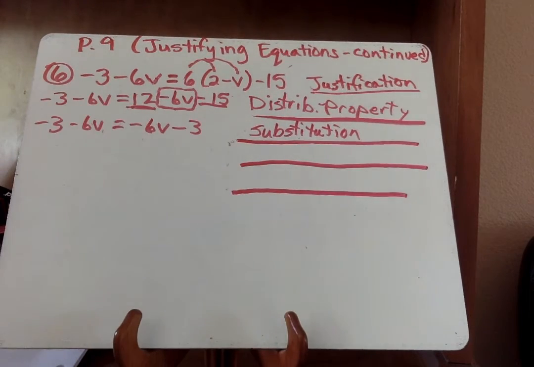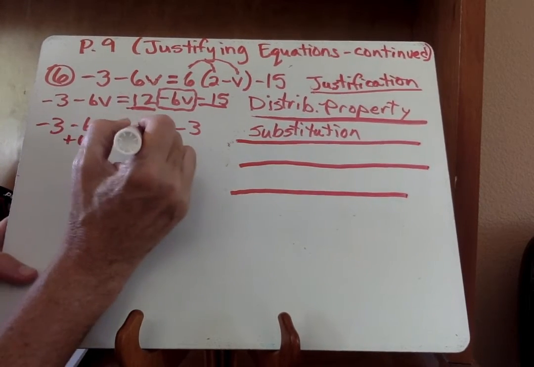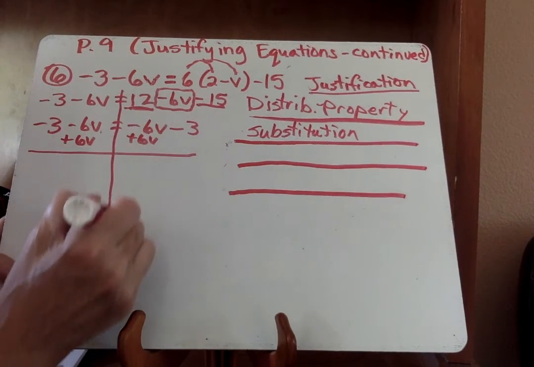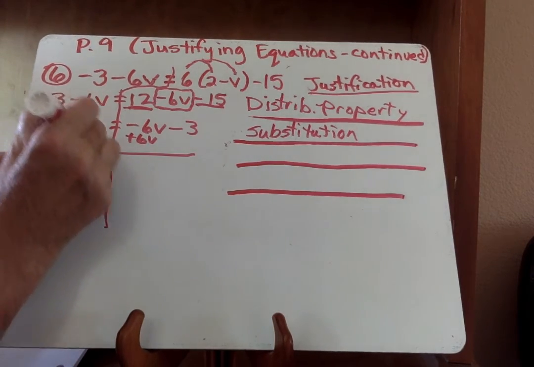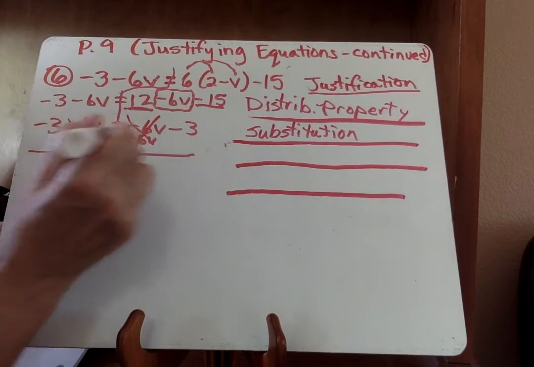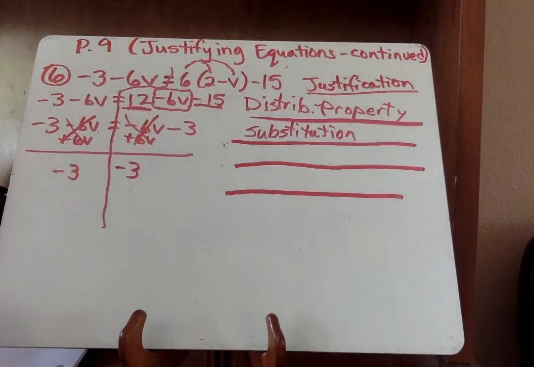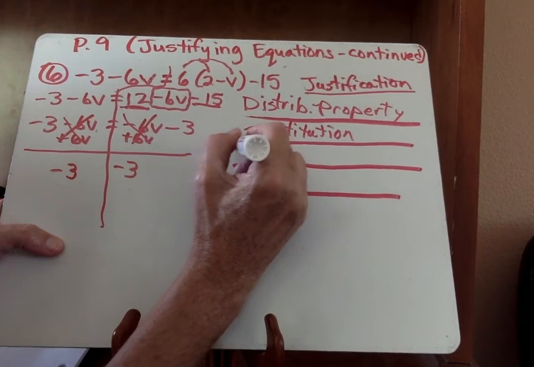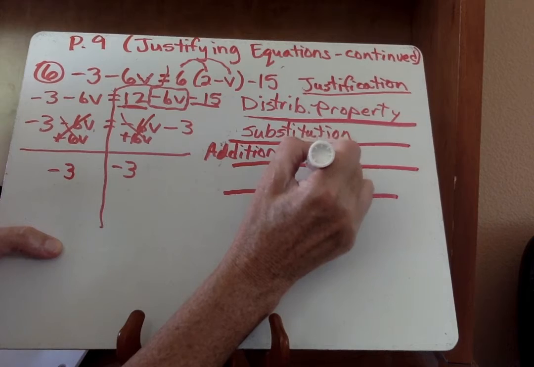Okay, next we're going to go ahead and get the variables to the same side. So I'm going to add 6v, add 6v. And I forgot to put my line down here where I like to always put it down my equal sign. And I like it to go that way to keep things organized. This goes away and that goes away. I bring down my minus 3 and a minus 3. So I added 6v to both sides. So that's the addition property of equality.